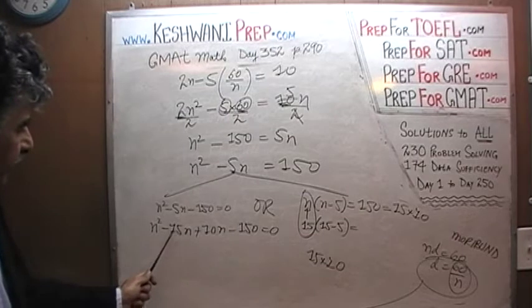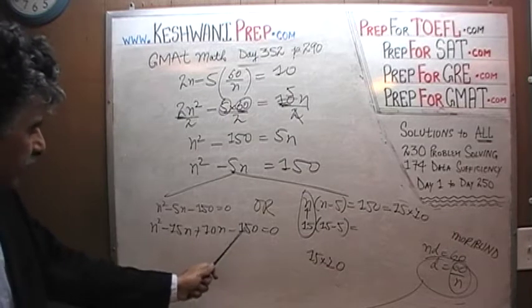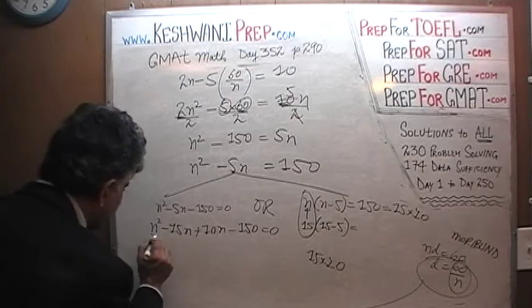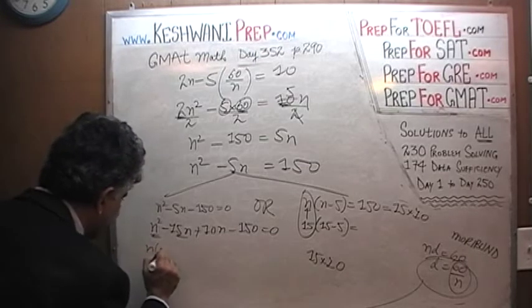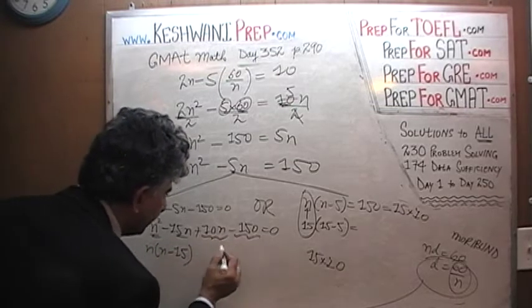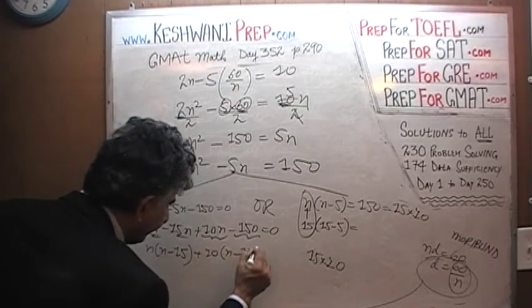And negative 15n times positive 10n is going to give us negative 150n squared. This is called factorization, of course. Look at these two terms and we find out n is common. N minus 15 we're left with here. And we look at these two terms. We can take out the common factor of 10. And we're left with n minus 15.